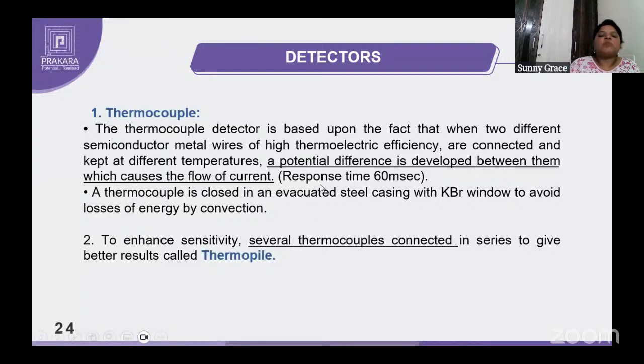The response time of the thermocouple is 60 milliseconds. To enhance the sensitivity, several thermocouples are piled up and connected in series to give better results, and that kind of detector is known as a thermopile detector.